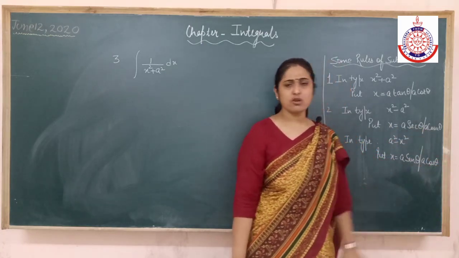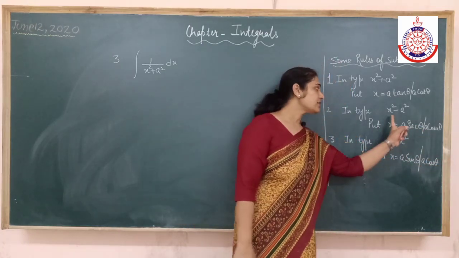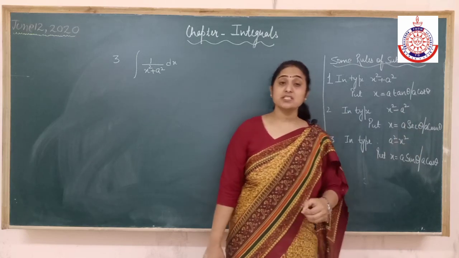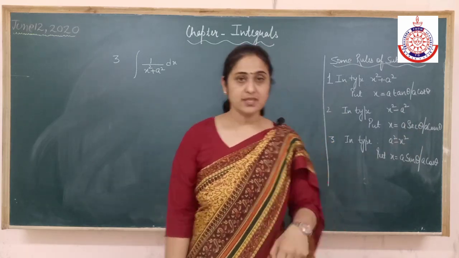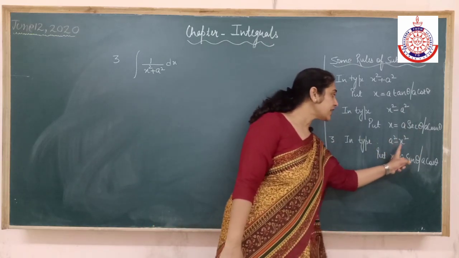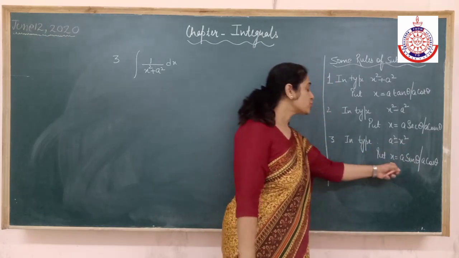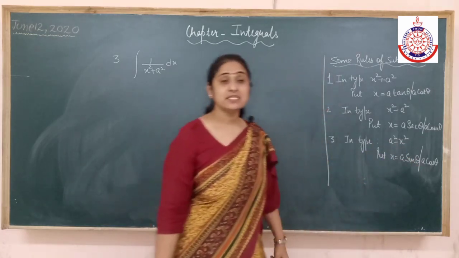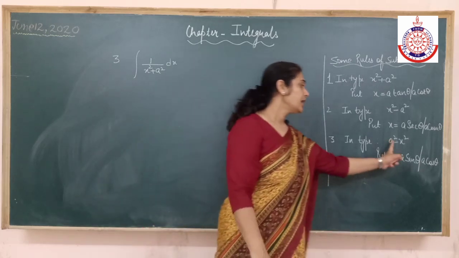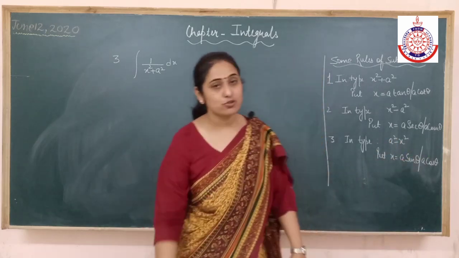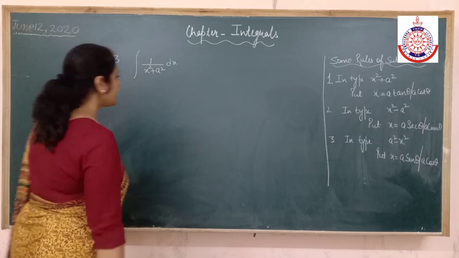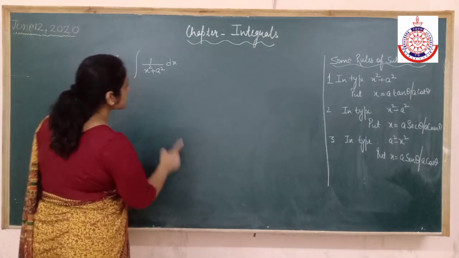The question can be solved by cosecant theta also. Again the reason, a square common, it will be secant square theta minus 1, that's equal to tan square theta. And if the question has a square minus x square, the substitution would be x equals a sine theta or a cos theta. Simple. It will become 1 minus sine square, that is equal to cos square. Alright, if I compare with the types, I have the first one.